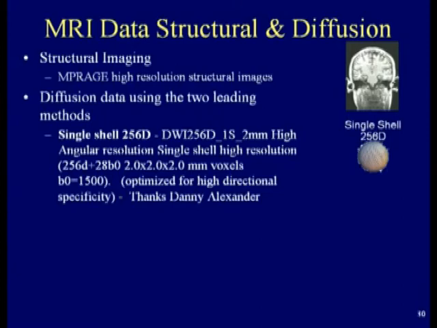In terms of diffusion techniques, there are 2 leading techniques in the field at the moment for dealing with the fiber crossing. One of them is high angular resolution single shell. In that case, we look at diffusion in 256 directions and gives us an ability to plot the direction of the fibers and examine multiple fibers within that process. We thank Danny Alexander for giving us advice on how to optimize those scans that we will be doing.